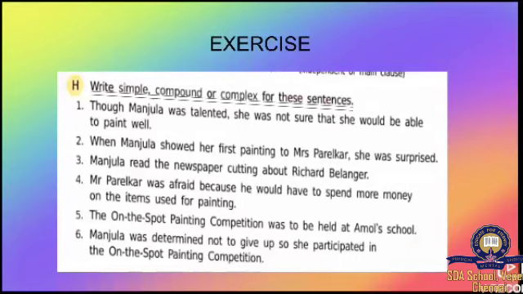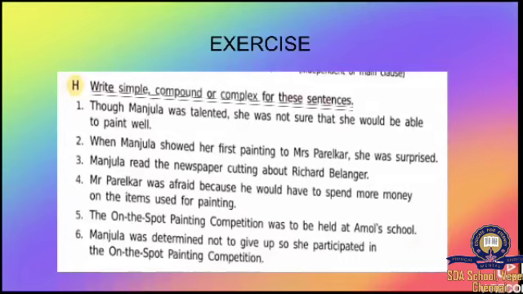Moving on to the fifth one. The on-the-spot painting competition was to be held at Amol's school. Here, we don't see any connectors, and we find a single sentence which is independent and gives meaning on its own. So what is it? Yes, it is a simple sentence.